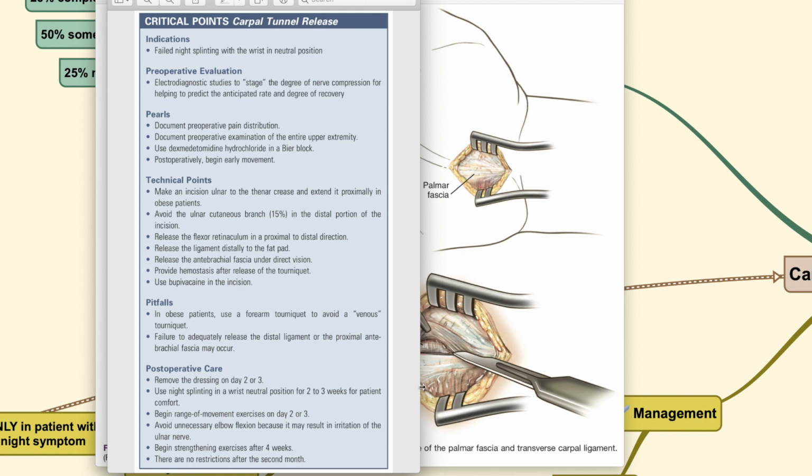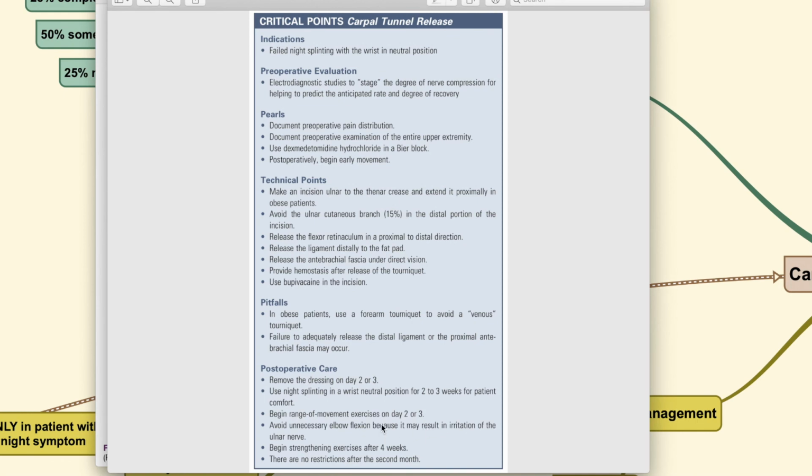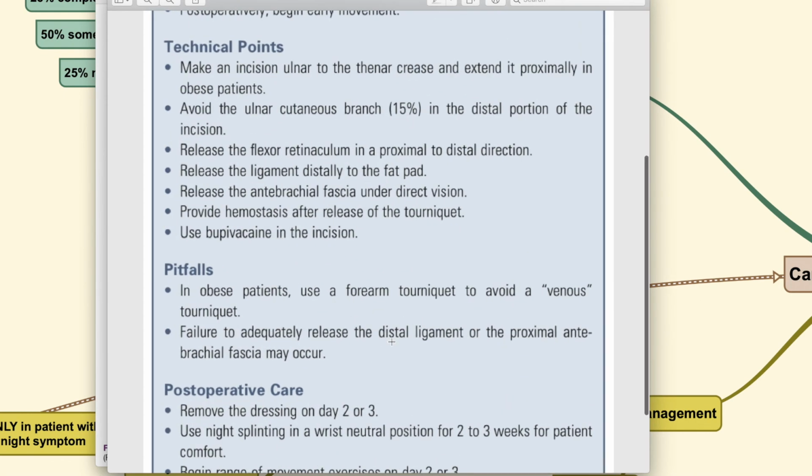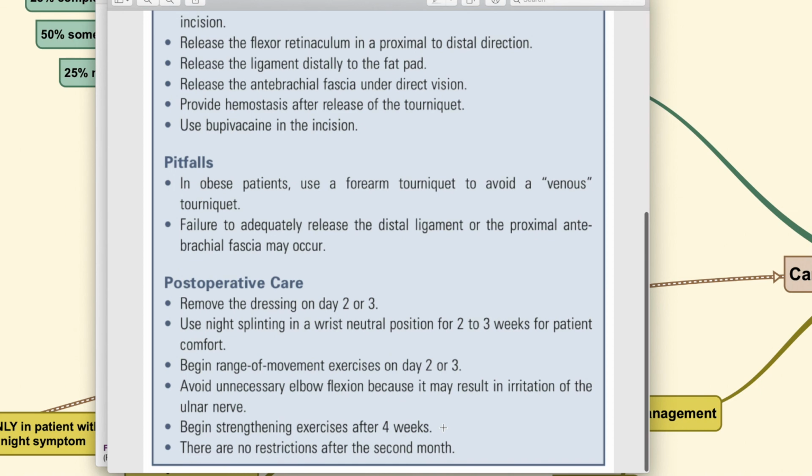Next is the restriction. Usually there are no restrictions needed for patients that have undergone the surgery over a 2 month period of time. That would be all for today's discussion regarding carpal tunnel.